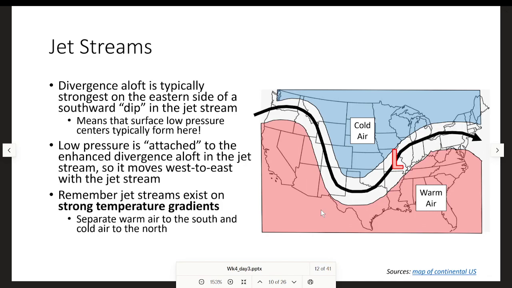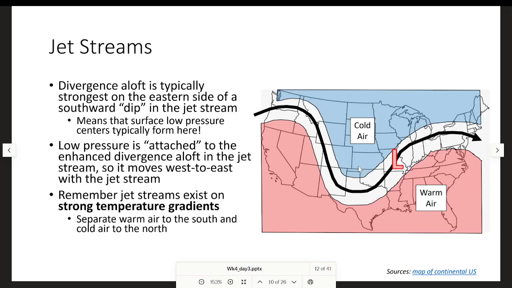So, divergence aloft is typically strongest on the eastern side of the southward dip in the jet stream. Okay, so this is over here. This is where you see the severe weather forming a lot of the time, near this low, down here. This is where the surface low pressure typically forms. So you have this U shape, and it's over on the right-hand side, to the east, this low.